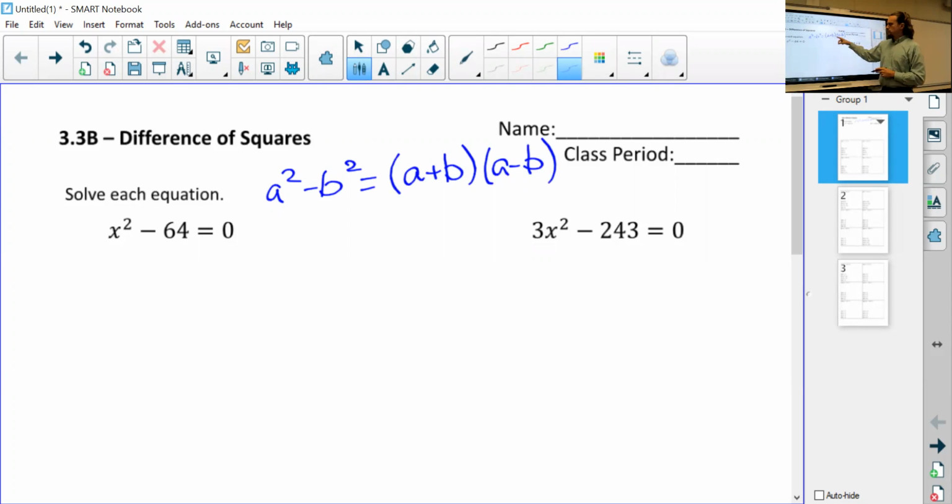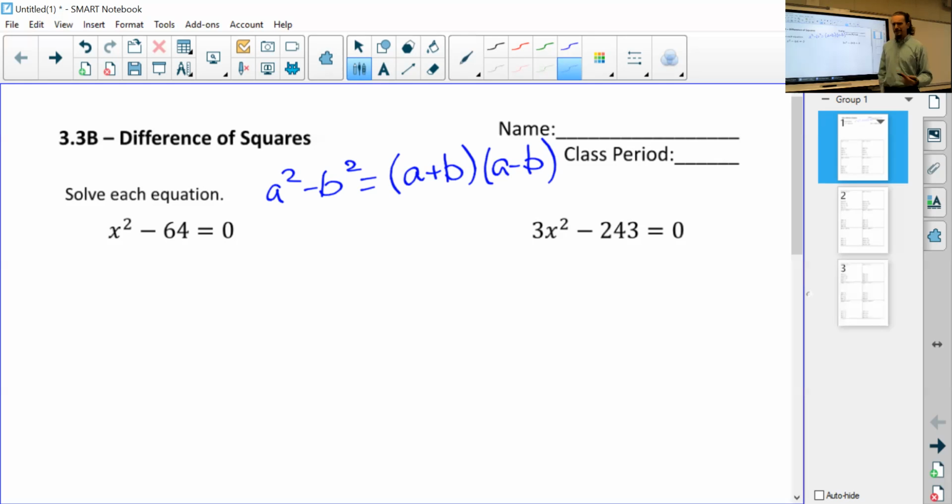And to find the roots, we just want to take the square root, right? And it's difference of squares. The limiting factor here, the only time this is going to work is if there's no middle term here. So it's just going to be an x squared and then a number by itself.